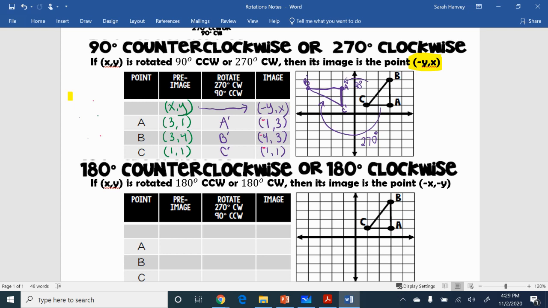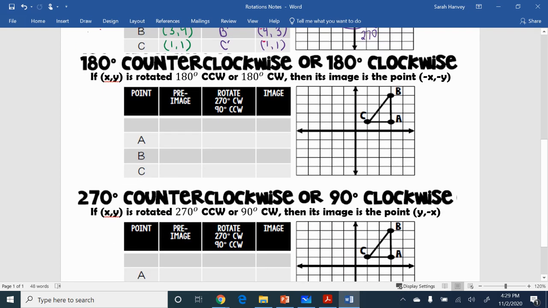All right, so here we go. Let's talk about 180 degrees counterclockwise. You'll notice 180 degrees counterclockwise is the same as 180 degrees clockwise. So we know it's going to be in this quadrant, because going this way and going this way, it's going to land in the same spot.